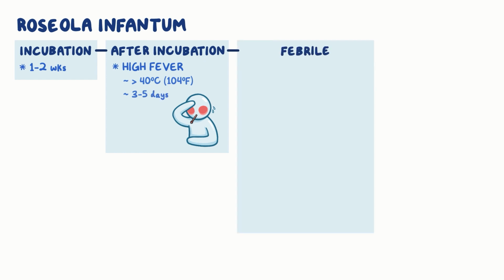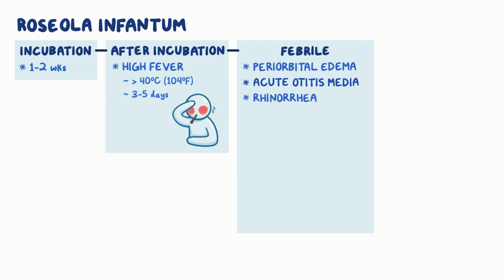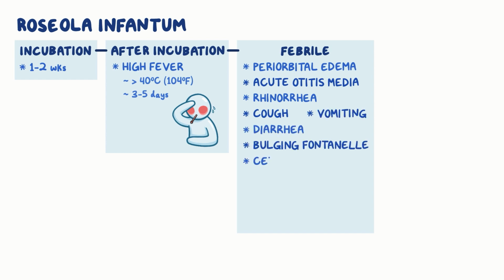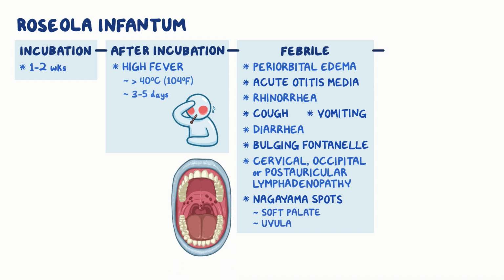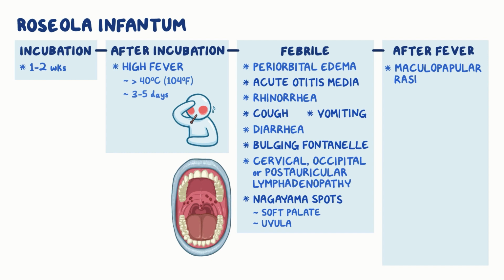During the febrile phase, other manifestations include periorbital edema, acute otitis media, rhinorrhea, or a runny nose, cough, vomiting, diarrhea, a bulging fontanelle, cervical, occipital, or post-auricular lymphadenopathy, and Nagayama spots, which are small red spots on the soft palate and uvula. After the fever goes away, a maculopapular rash appears, which is when pink or red spots develop.